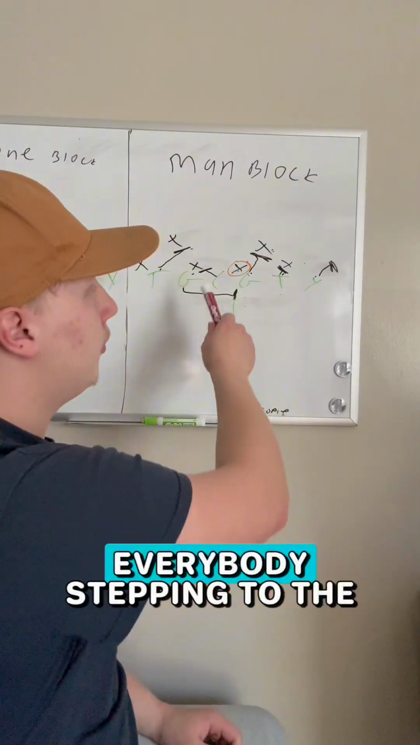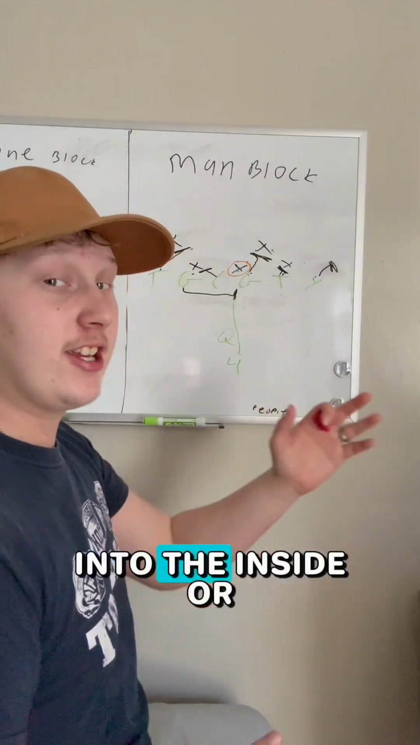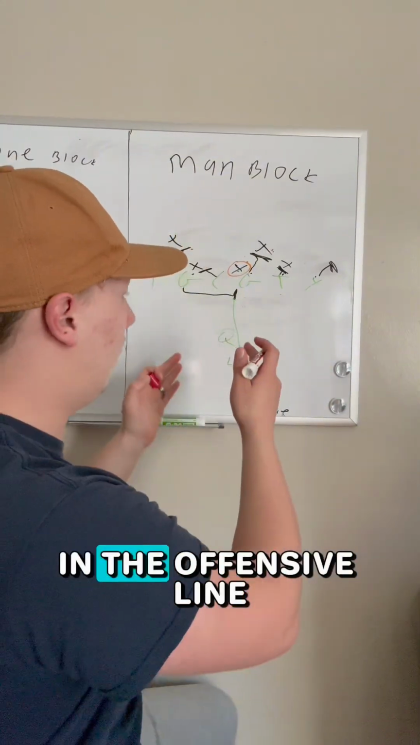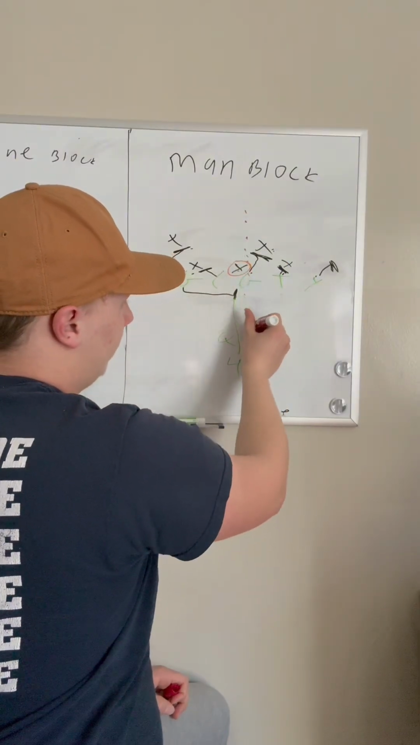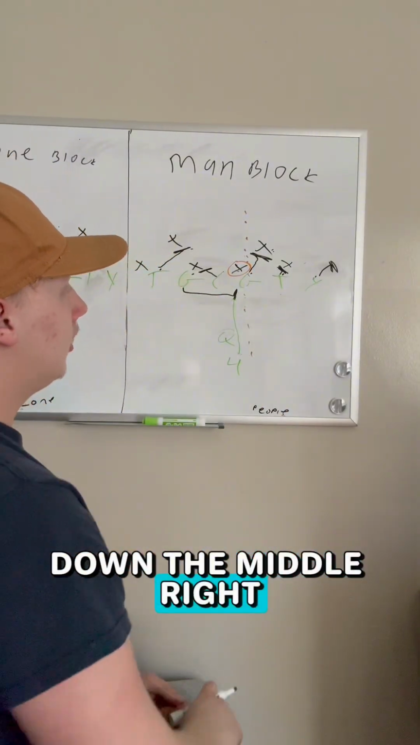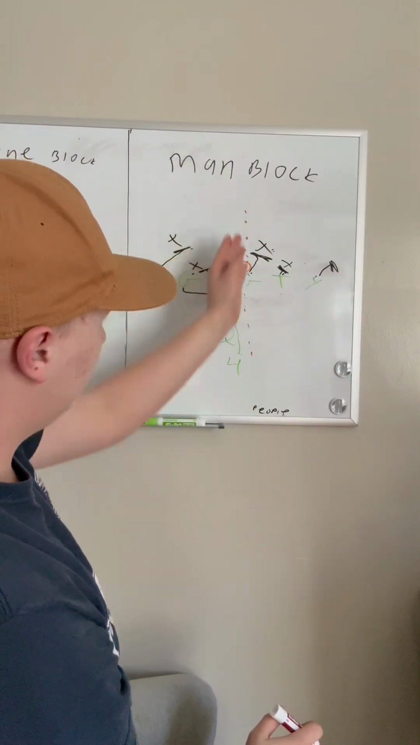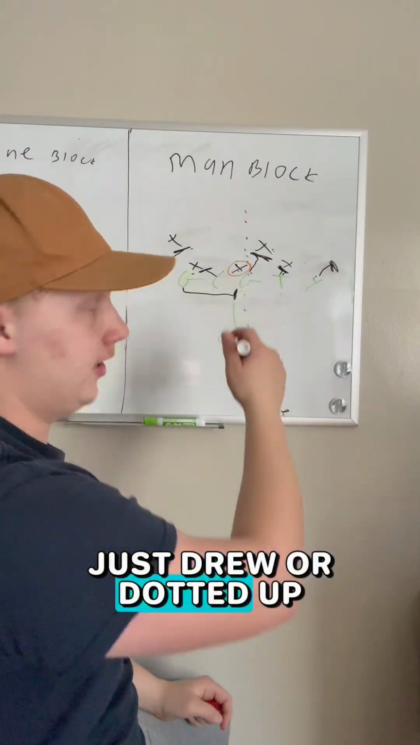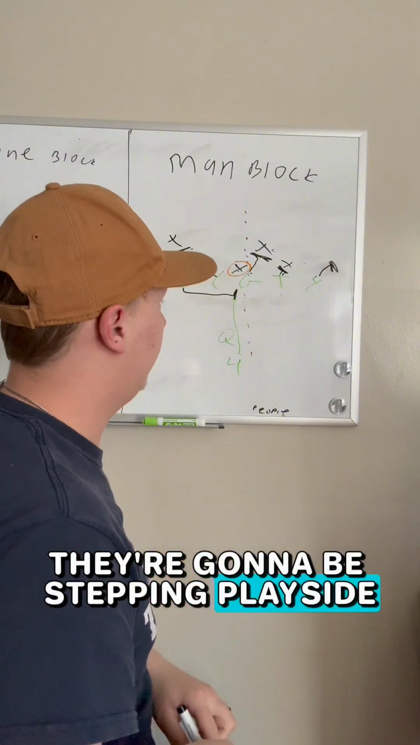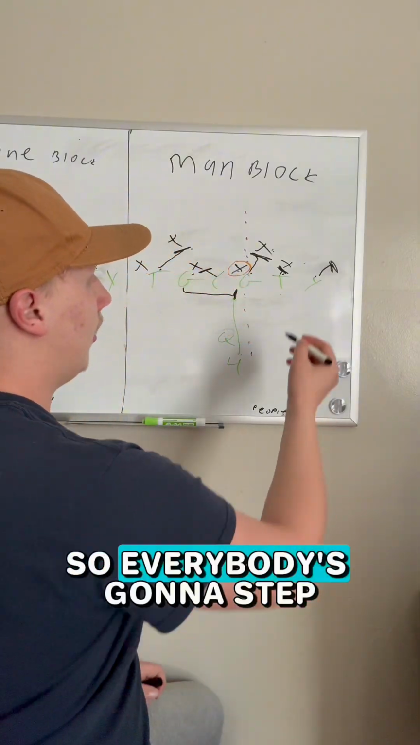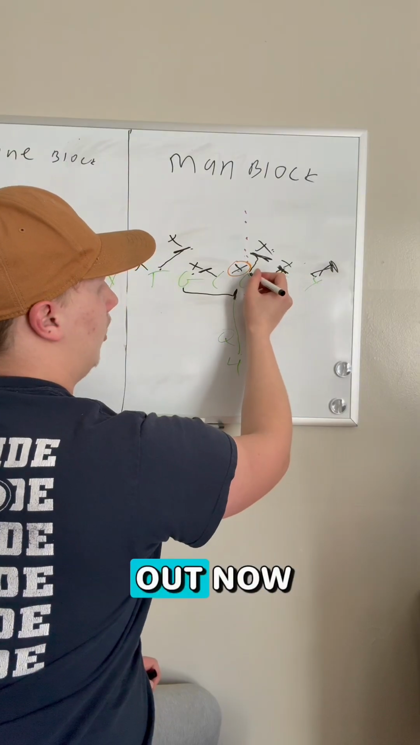So before we had everybody stepping to the right side. In this instance, because we're running it into the inside or in the middle of the offensive line, we're going to break it up down the middle, right? Everybody on the right side of this line that I just drew or dotted up, they're going to be stepping play side. So everybody's going to step left first and then fly out. Left first and fly out.